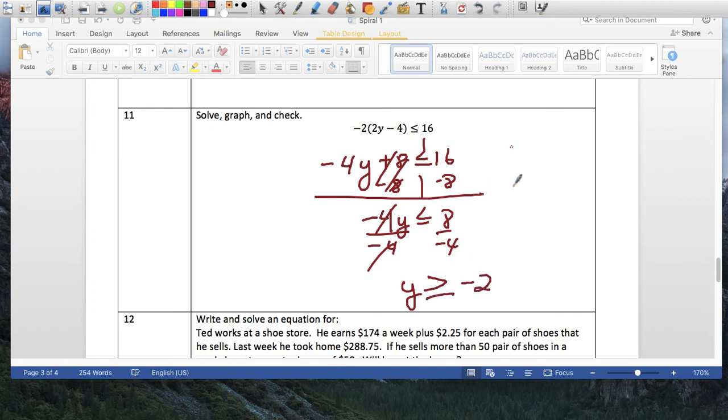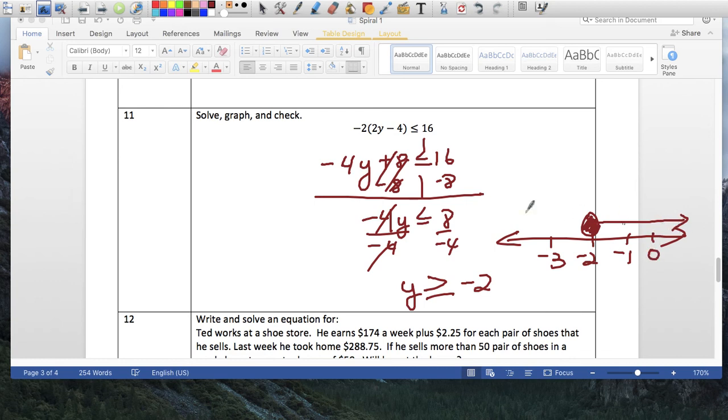Remember, we have to flip the sign to the other side. If you want to graph, we're going to graph this. So here's negative 2, negative 1, negative 3. We're going to shade, and we want numbers that are greater than negative 2, on this side. Do a check. For the check, I want you to pick a number that's greater than negative 2. So I would pick 0.